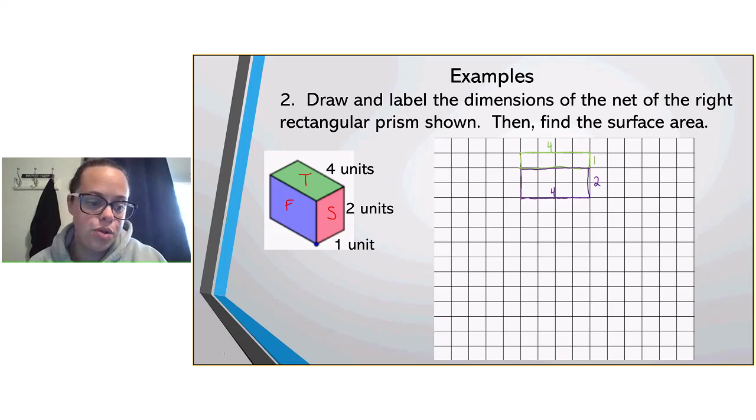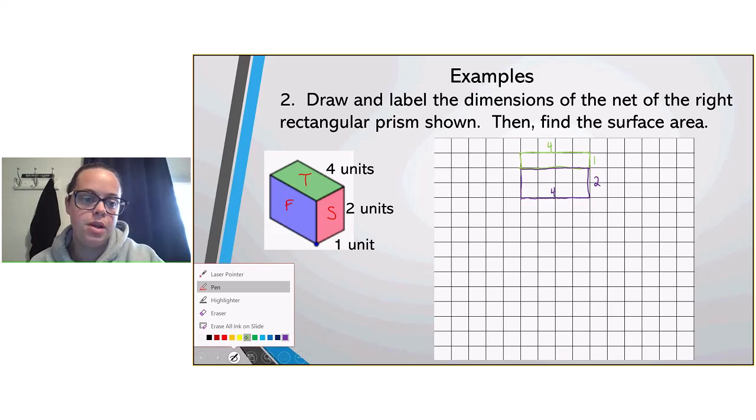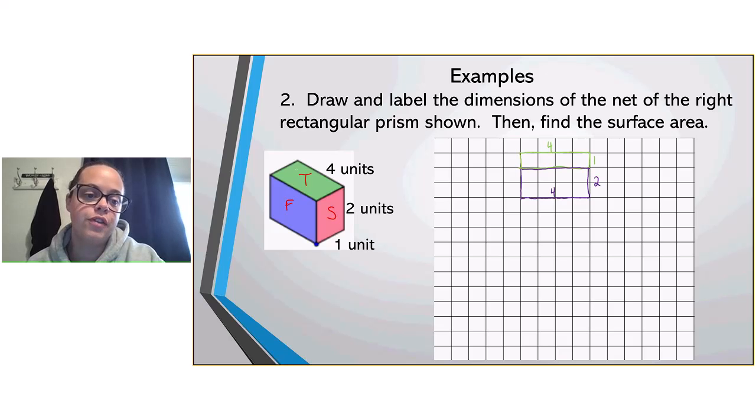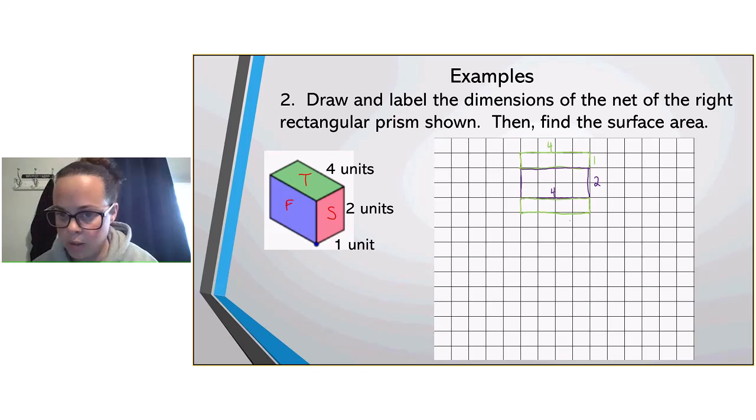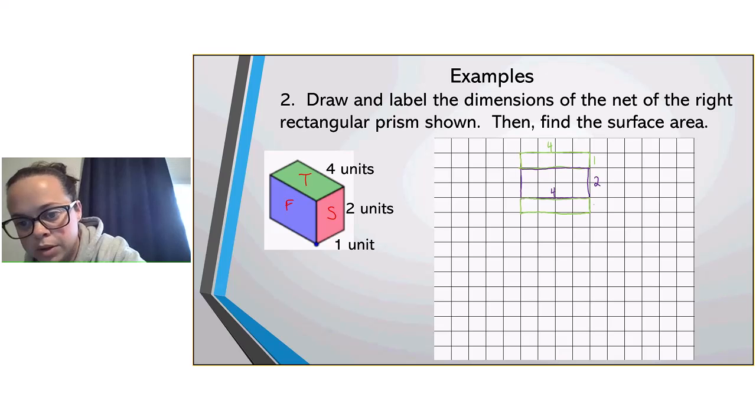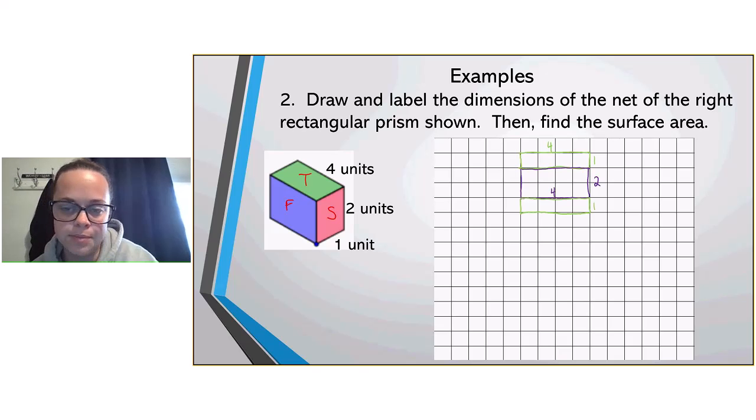Now I just repeat that. Those 2 rectangles are now going to repeat themselves. I had the top face, I have the front face. Now the bottom, which is identical to the top, looks like this. And again, it's a 4 by 1. So maybe I'll put the little 1 there off to the side.